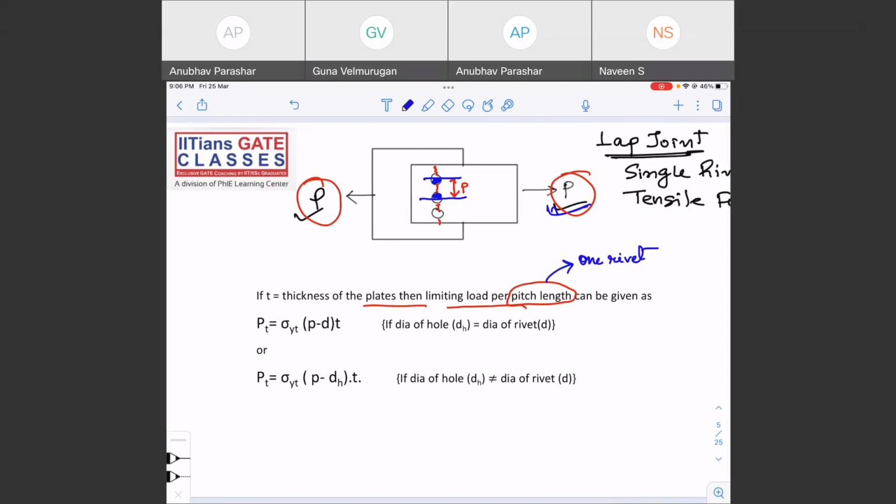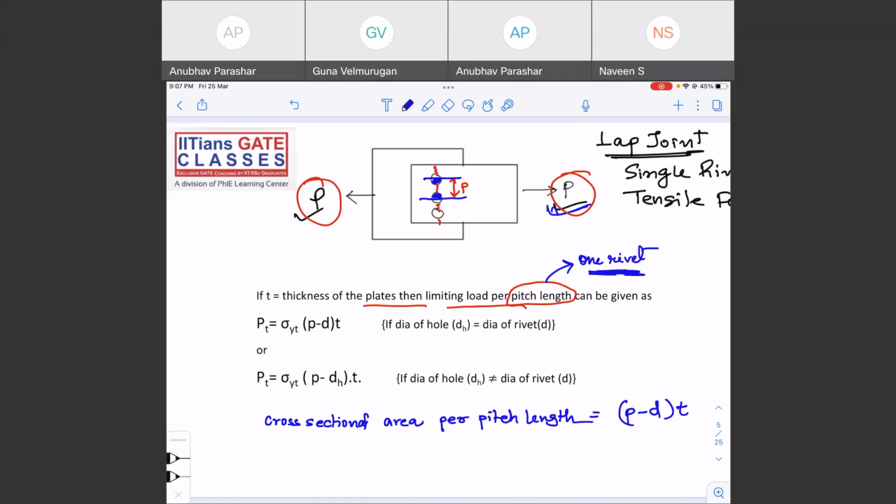Now, if I see per pitch length, what is the cross-sectional area per pitch length? Can I say it is equal to P minus D multiplied by T? What is P? P is the pitch length, right? Minus D means diameter of one rivet, because there is one rivet per pitch length.